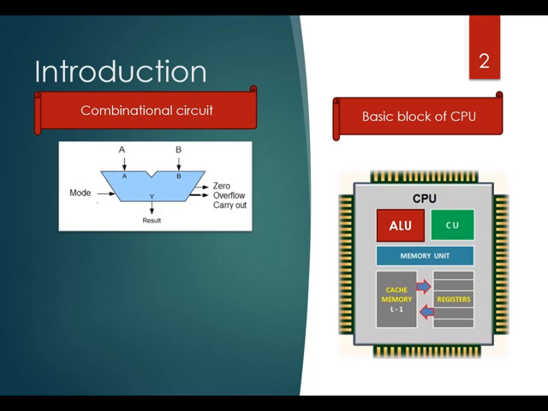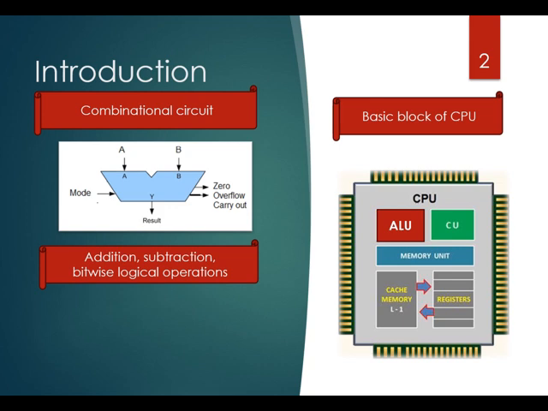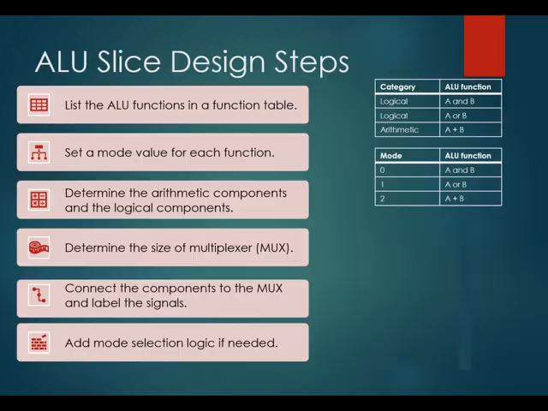Besides the result as the output, we also may have single bit outputs like zero, overflow, carry out that represent the status of the result. So modes of the ALU may include addition, subtraction, and bitwise logical operation. So normally we combine arithmetic and logic operations in a unit of ALU because they share many logics.